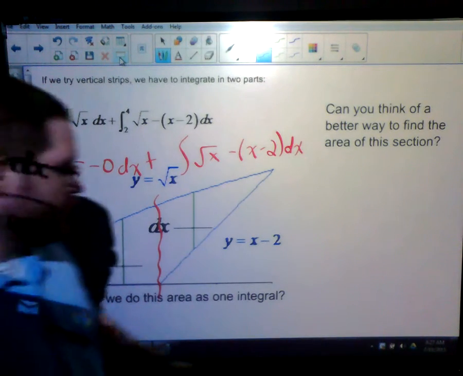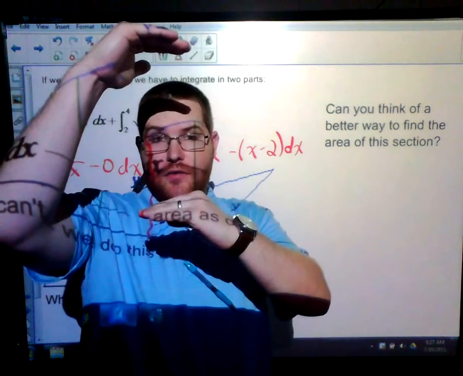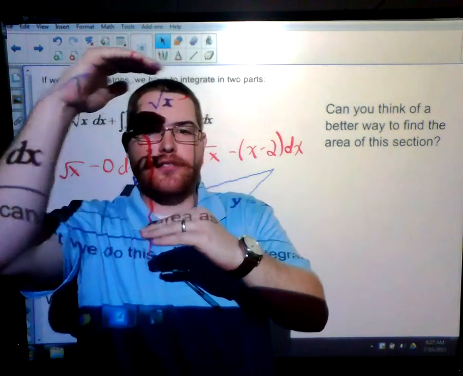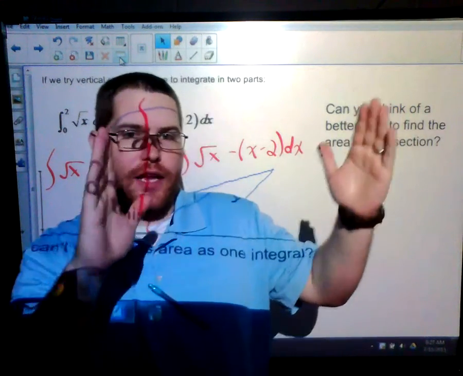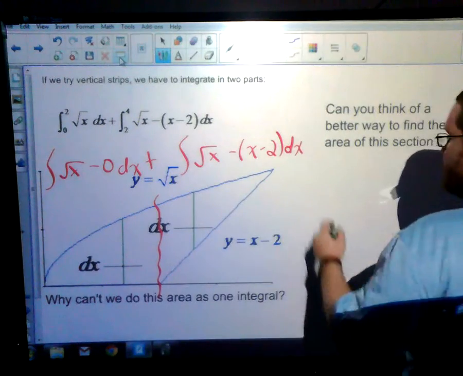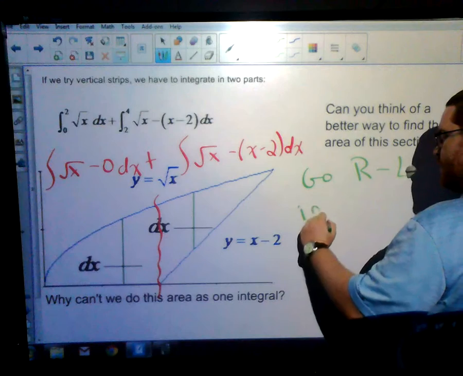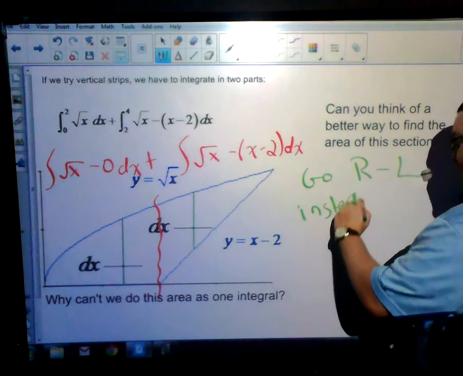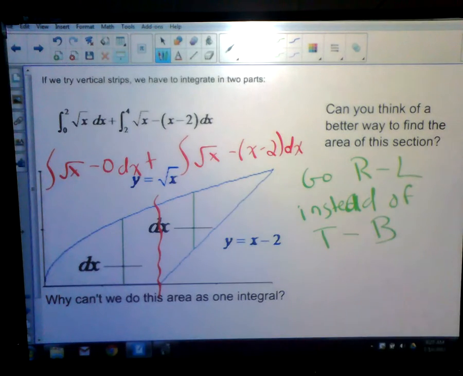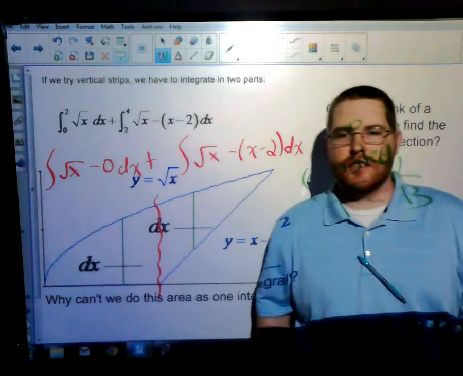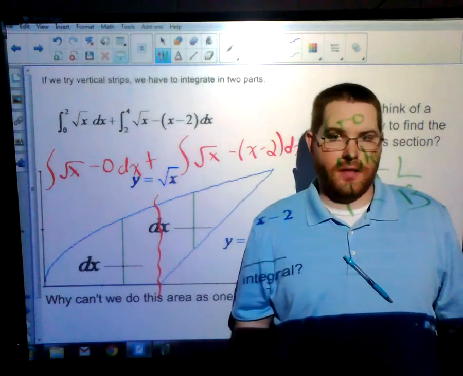Yeah. Instead of looking at the top and the bottom of the function, the positive and the negative of the function, or the highest and the lowest, let's flip it sideways. Let's talk about the furthest right minus the furthest left. So I'm going to go right minus left instead of top minus bottom. So I'm going to go sideways. Instead of going this way, I'm going to calculate it this way. But that changes something.